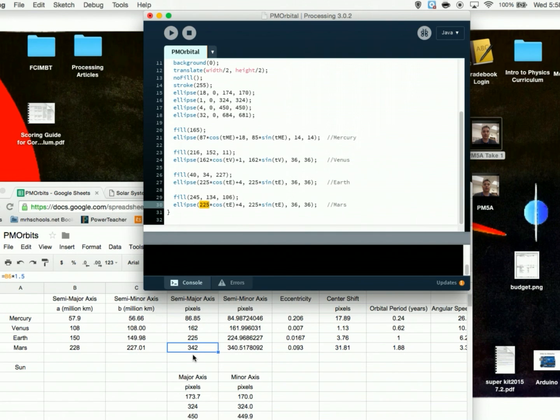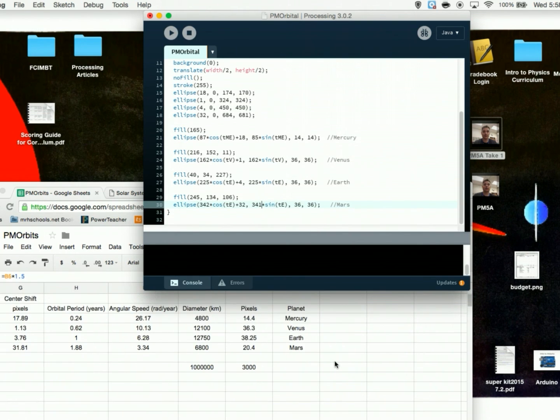342 with a shift of 32. And this is going to be 341. Scrolling over, we get our pixels for Mars as 20. It's a bit smaller than the previous two. Okay, I don't think we've done anything terribly wrong yet.